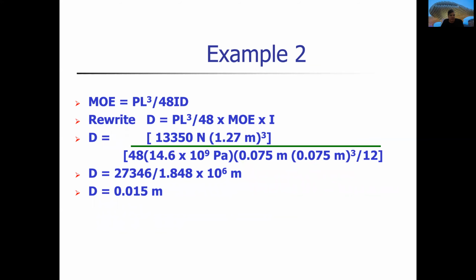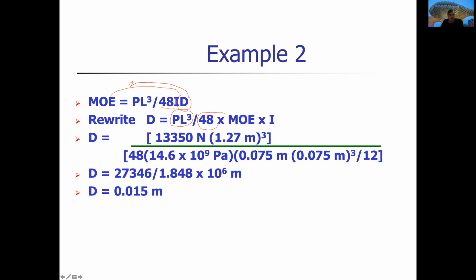Well, we have the same formula as before. MOE is equal to PL cubed divided by 48 times I D. But we need to rewrite the formula. We will take D out of this particular formula. When we take D out, this element will pass to the other side of the formula, PL cubed will be the same, the 48 that was dividing will be there, and MOE will move and occupy the place of D.